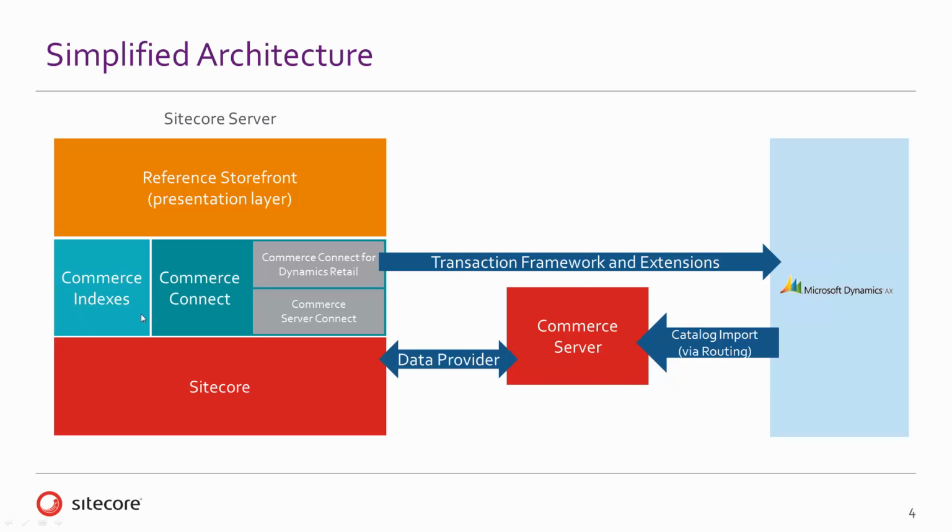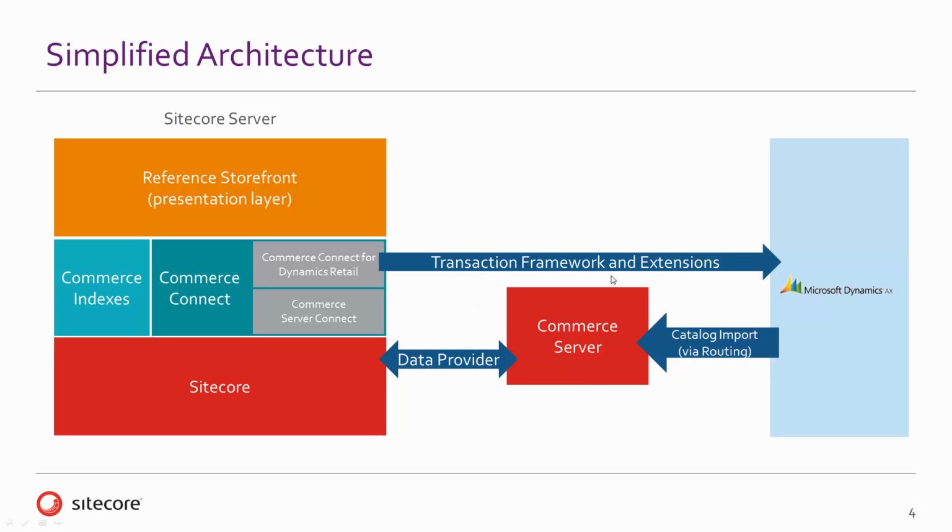Another thing we have here is the commerce indexes that are necessary. So that would be either Lucene or Solr, and that's really required for indexing that content. And the reference storefront lives on top of this entire stack. That's the front end. It's an MVC application, basically used to display the content. You can search, you can use faceted navigation. That's really a good example implementation that is built on top of Commerce Connect and also using those commerce indexes.